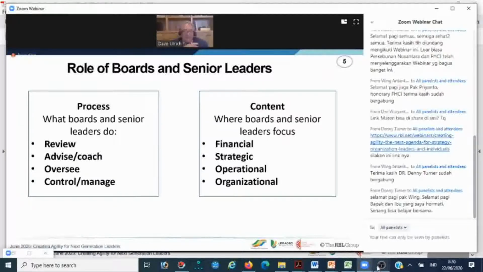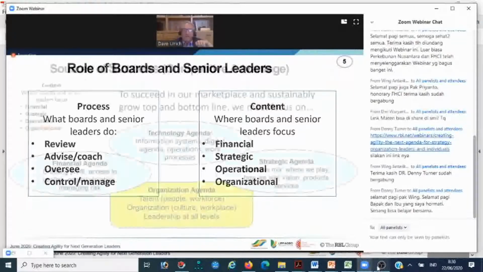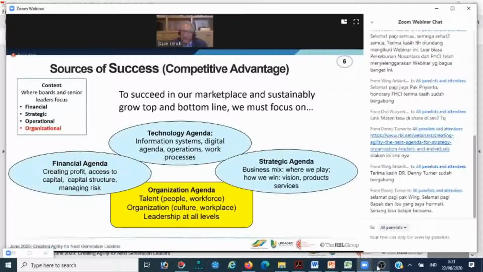So where should boards focus their attention? And where should I as a leader focus my attention to help my company, public sector or private, be successful? We've discovered that in the content at the top left, boards and senior leaders should focus on 4 things: financial, strategic, operational, and organization or technology. And so here's the question that we often ask. In order for a company to succeed in the marketplace and sustain our growth, top and bottom line, we have to focus on the items in blue.